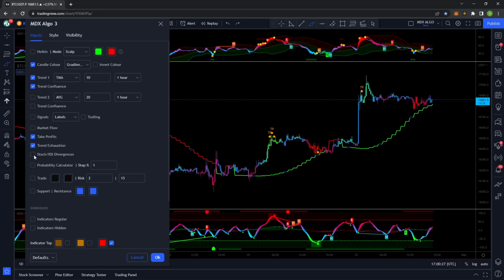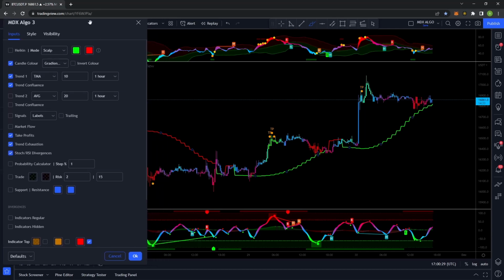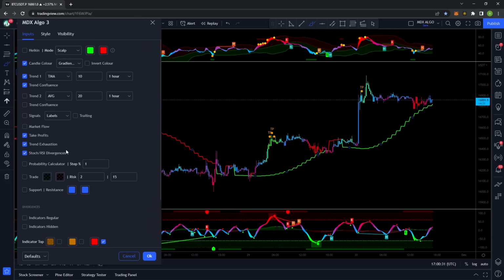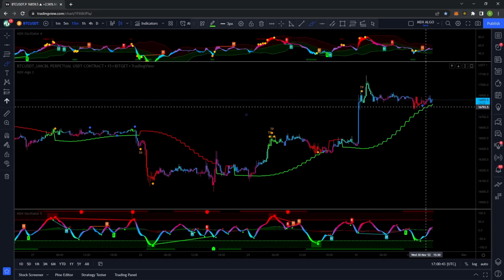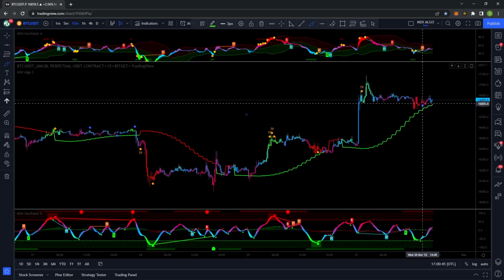Stoch RSI, these will be blue dots that'll form. Again, if it appears above the price action, it's going to be a bearish divergence on the Stoch RSI. If it's below the price, then it's going to be a bullish divergence. You can see a few of them here. Right now, we have a bullish divergence on the Stoch RSI there.